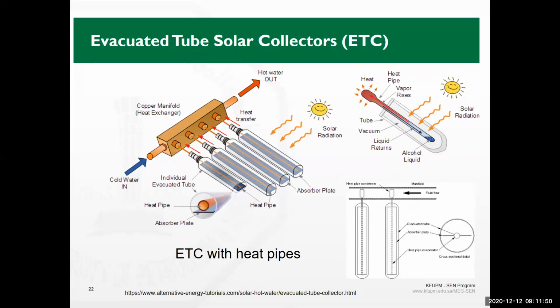The evacuated tube collectors can have different layouts. In some of them, we are using a heat pipe. What's a heat pipe? Look at the figure here above at the right. What we see here is a heat pipe. It's a sealed pipe which is made up of copper, and this sealed pipe has a bulb, a part of it outside.